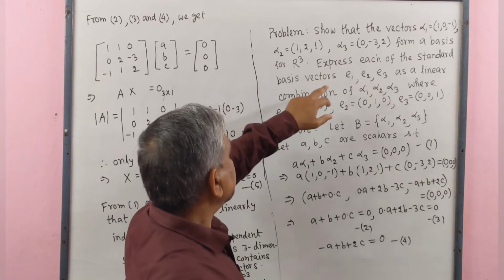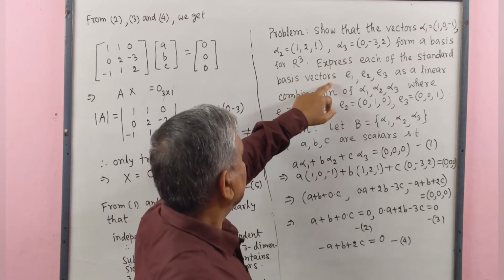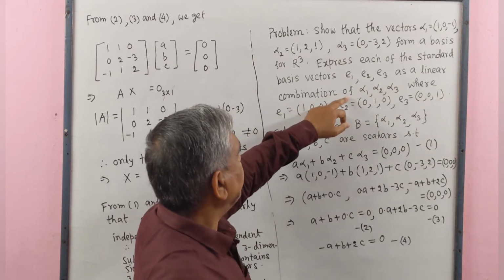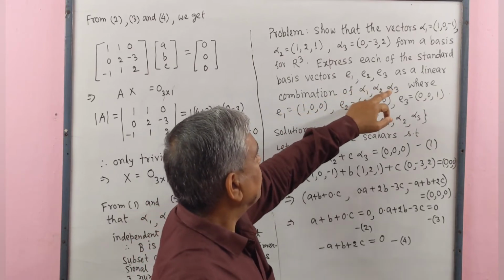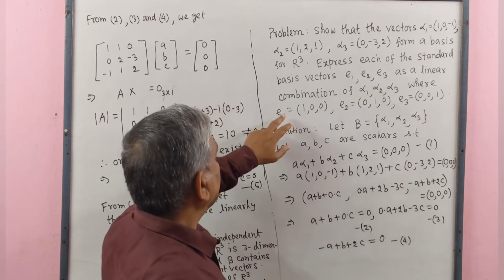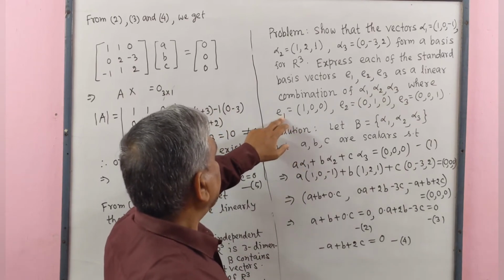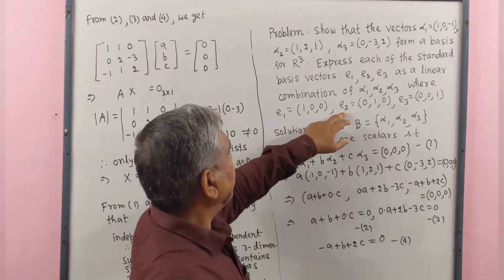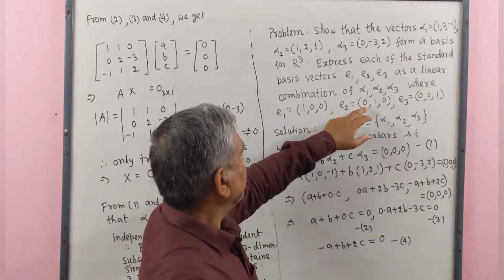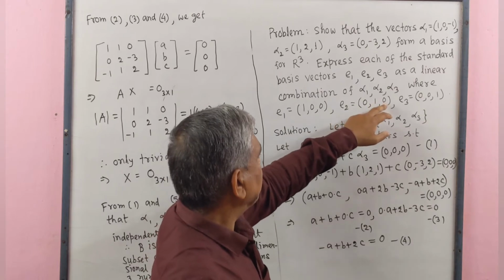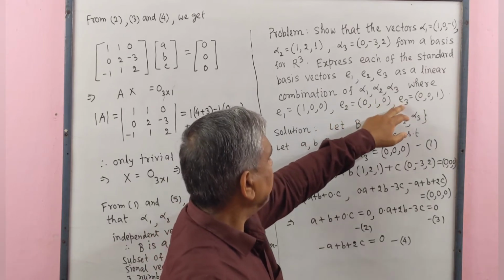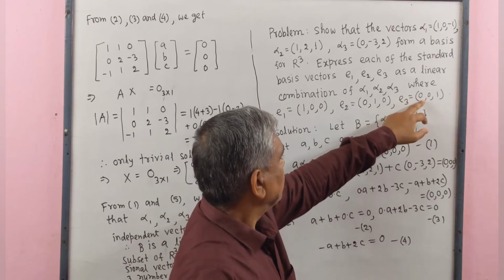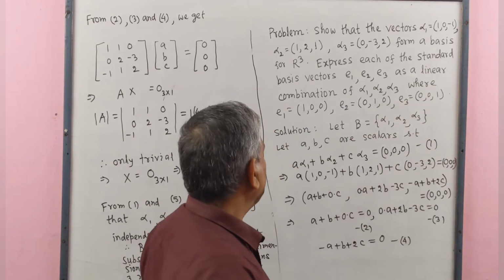Express each of the standard basis vectors E1, E2, E3 as a linear combination of alpha 1, alpha 2, alpha 3, where E1 is ordered triplet (1, 0, 0), E2 is another ordered triplet containing (0, 1, 0), E3 is another ordered triplet containing (0, 0, 1). Now we solve this.